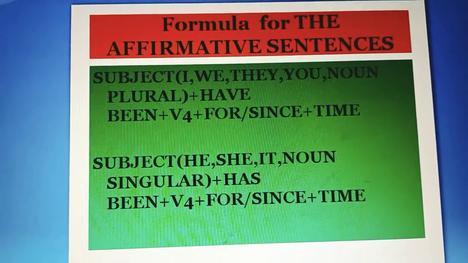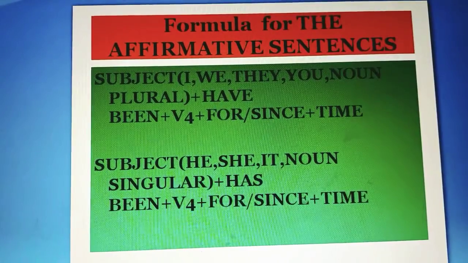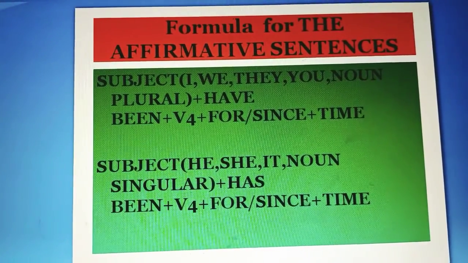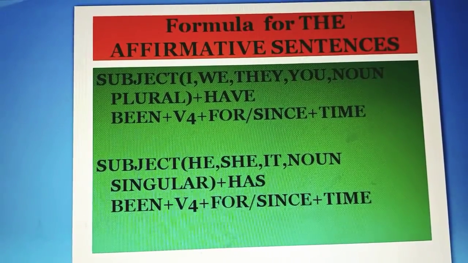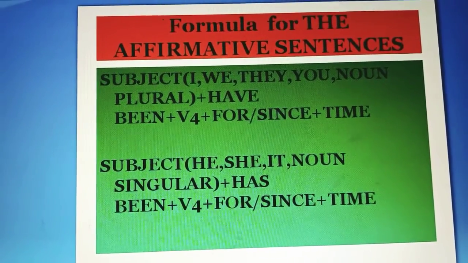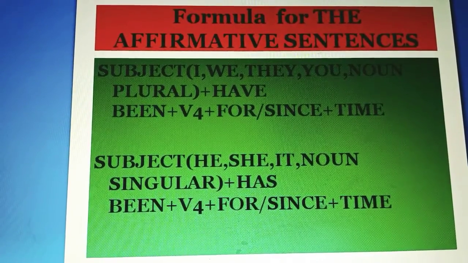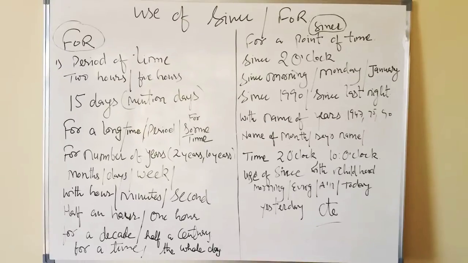And in the same way there is a second formula for a different type of subject. These are like he, she, it, noun singular. Any naming word will follow has been, and the fourth form of the verb, for or since, and then time. How to use this formula in the sentence, that I will let you know with the help of this format.